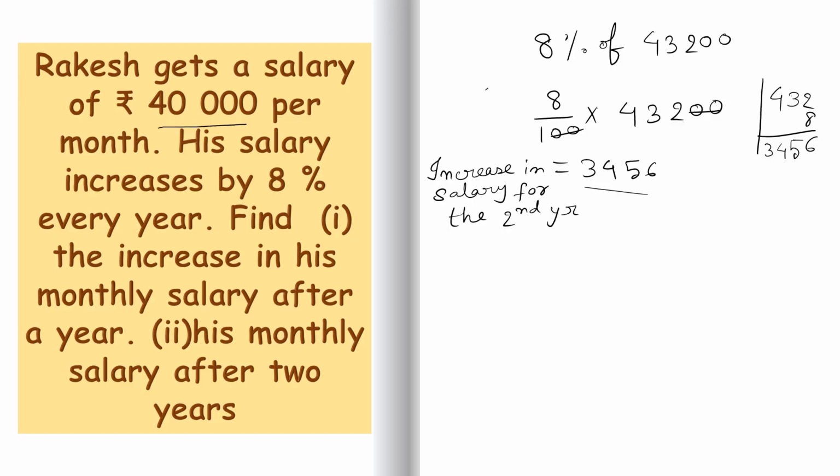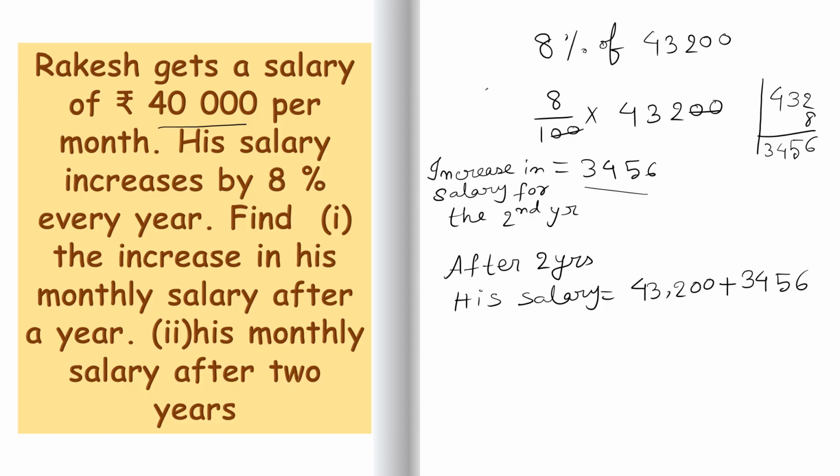Okay. So after 2 years, how much will he get? What will be his salary? What was his salary at the end of first year? It was 43,200. So at the end of second year, again it has been increased by 3, 4, 5, 6. So there will be a plus sign in between. There will be an addition since it is an increment. So let us do the addition. 3, 4, 5, 6 plus 43,200.